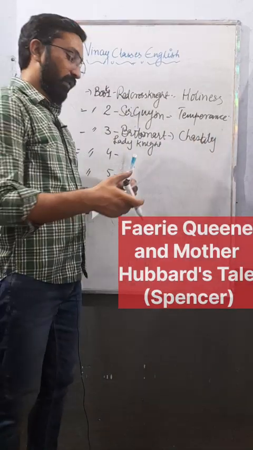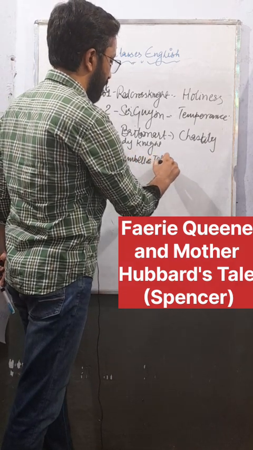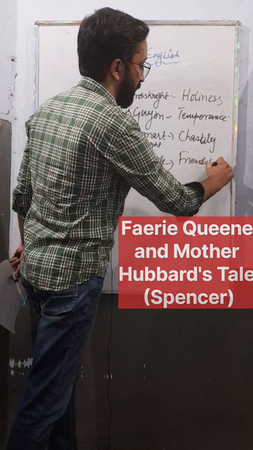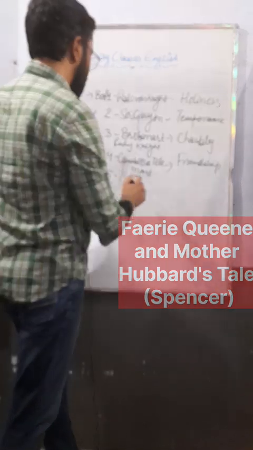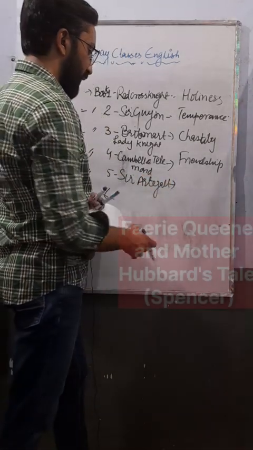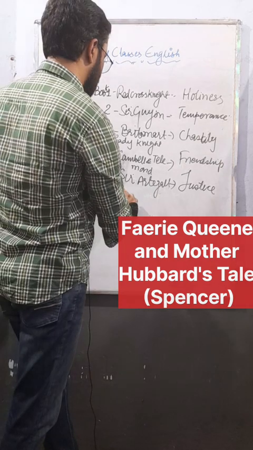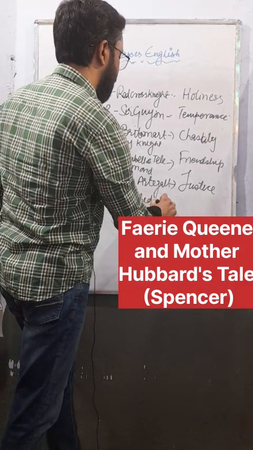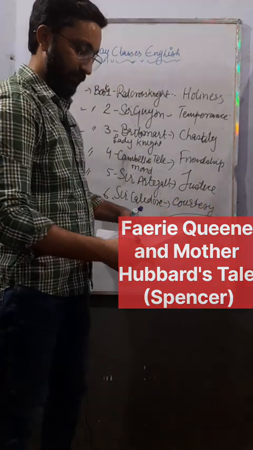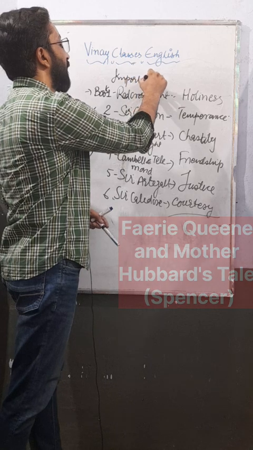All right. Book fourth is represented by Campbell and Tallemond, and it represents the virtue of friendship. Very, very important. Book fifth is represented by Sir Artegall. He represents the virtue of justice. The last one is Sir Calidore. He represents the virtue of courtesy. So these are the virtues, and this is the most important part of Edmund Spenser's Fairy Queen.